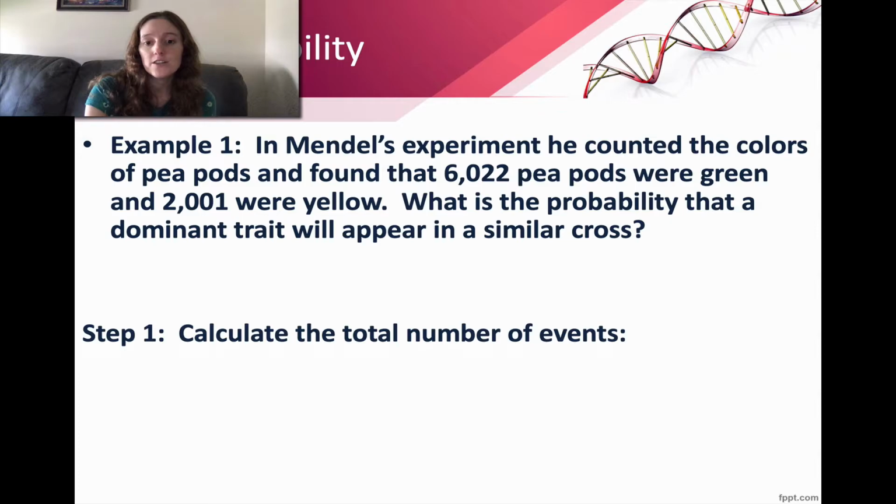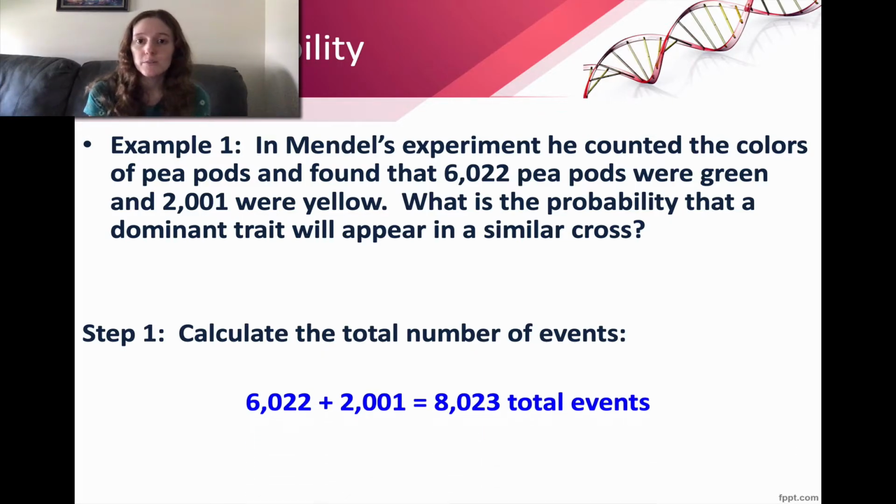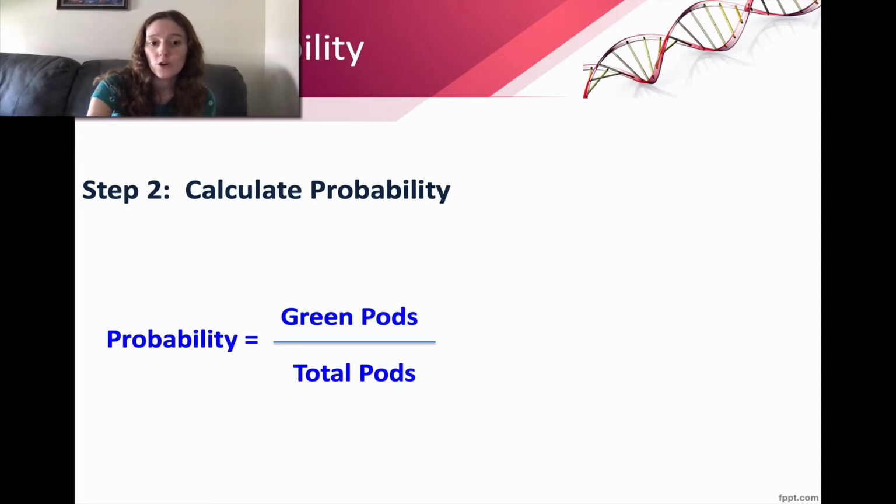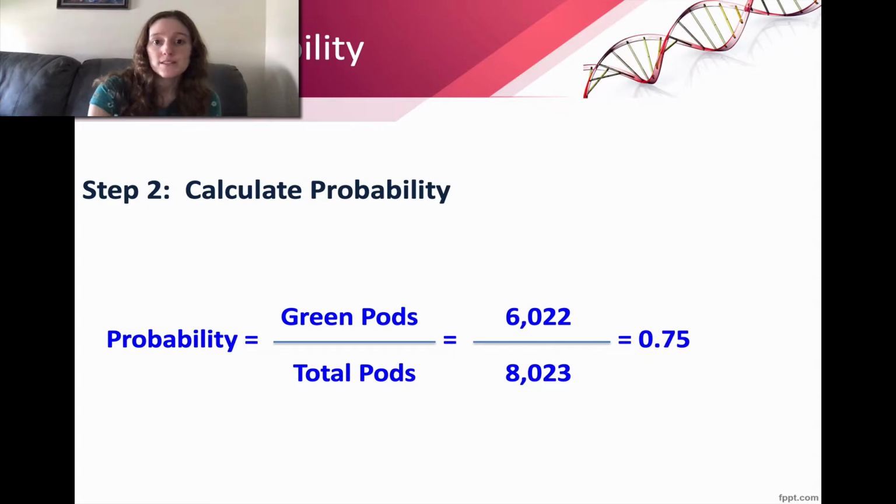So we have to calculate the total number of events first. In order to do that, we're going to take our green pea pods and add it to our yellow pea pods, and that's going to tell us that there's 8,023 pea pods altogether. It's a lot of pea pods. To do probability, we're going to take our green pods divided by the total pods. So if we look at our numbers, that was 6,022 divided by 8,023, and that is 0.75.